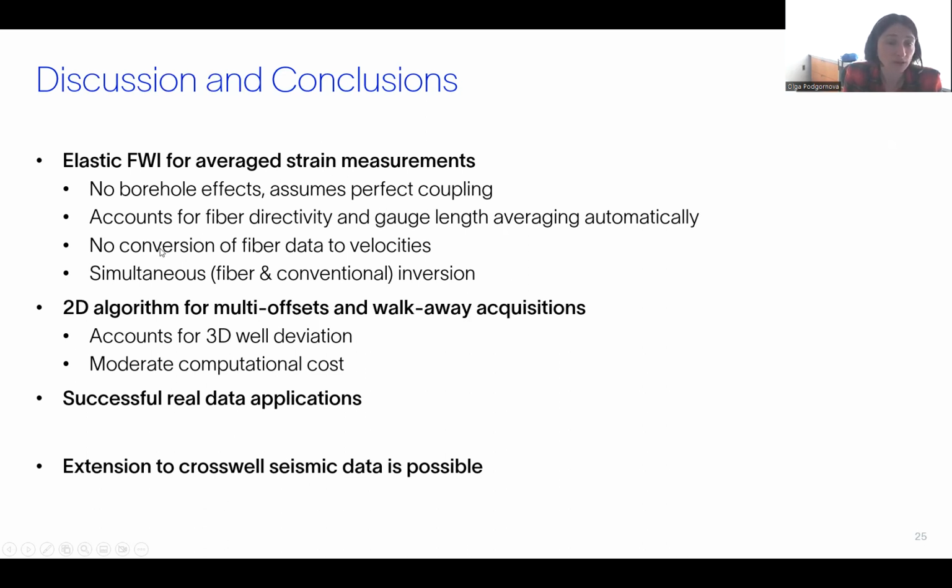We do not need any conversion of fiber data to velocities. And using this algorithm, we can simultaneously invert fiber data with conventional measurements. The implementation for 2D acquisitions accounts for the 3D well deviation effect and has a quite modest computational cost. And we showed that it successfully worked for real data.